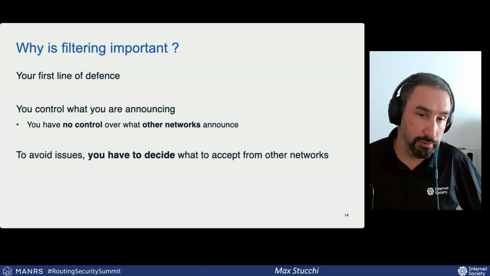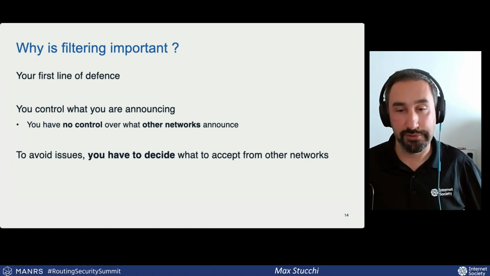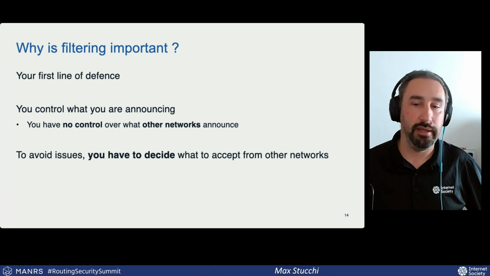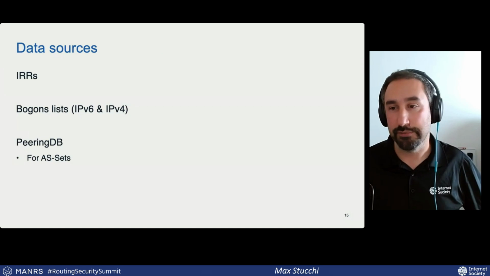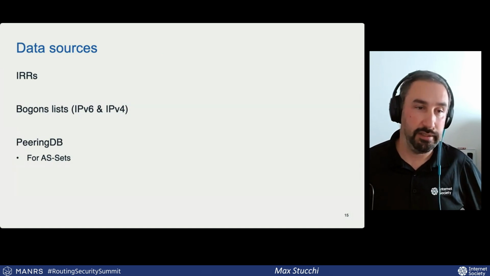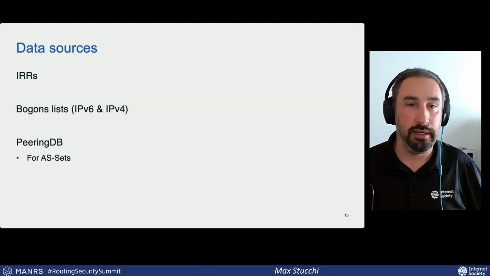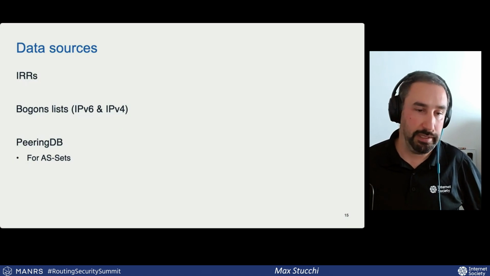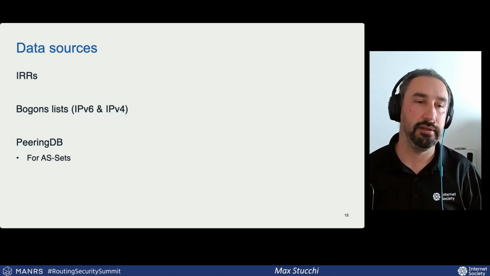So you control what you are announcing, but remember that you have no control over what the other networks are announcing to you. So you have to take decisions and decide how you want to filter. So what are your data sources? What are your sources of truth? The Internet Routing Registries, you have bogons lists, and then an important source of information these days is PeeringDB, because that's where you can start your search for AS sets. And I have a small demo at the end of this section, so we can go through that then.